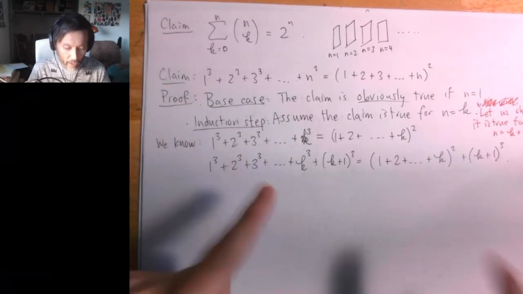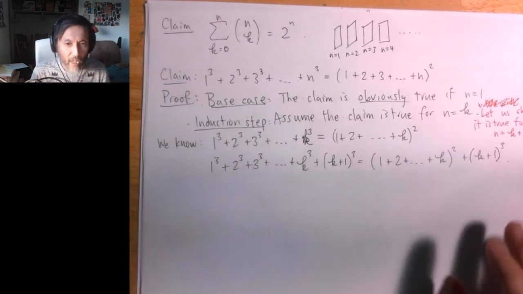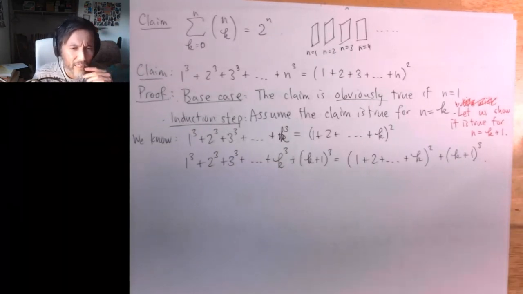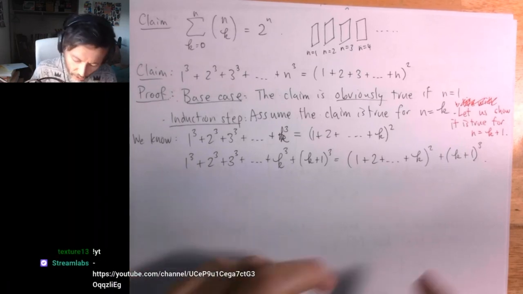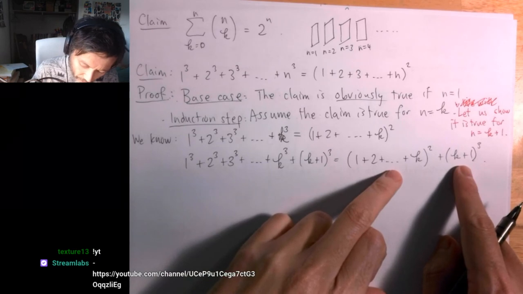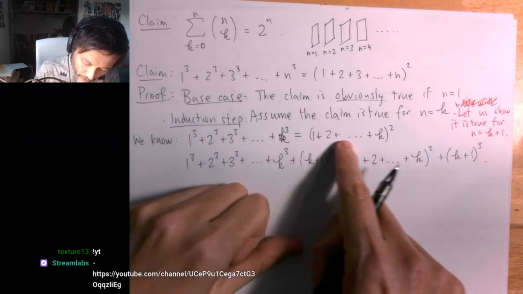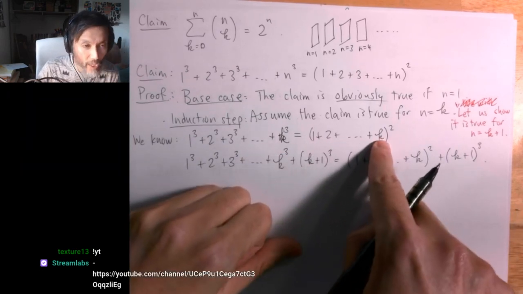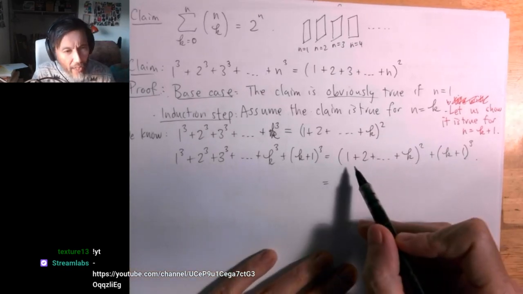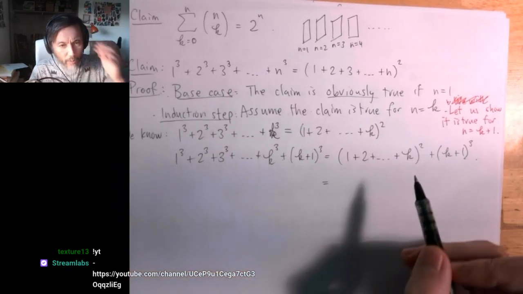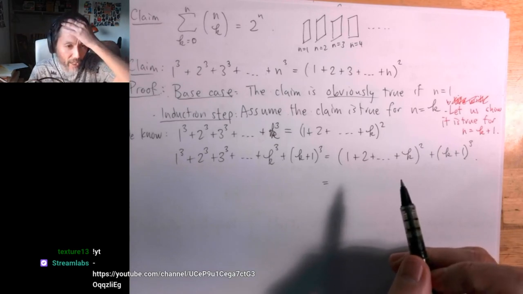So all I've done in going from here to here is added k plus 1 cubed to both sides. And now what we want to try to do is to show that this side is in fact 1 plus 2 plus all the way up to k plus 1 squared. Sure would be easier if I had a nice expression for 1 plus 2 plus dot dot dot plus k, right?